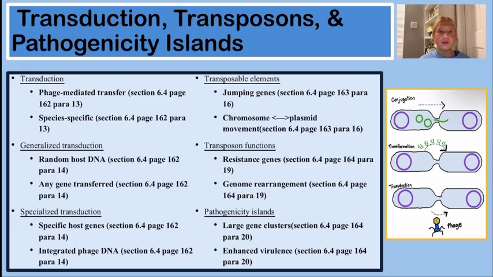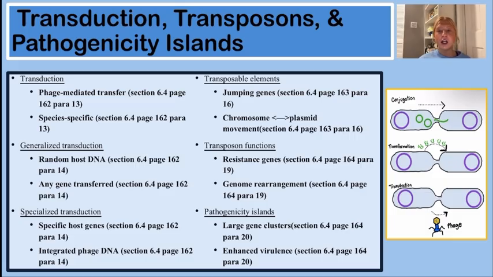So in general, transduction is when random fragments of the host DNA are accidentally packaged into phage particles. Specialized transduction is more selective, and it occurs when a phage excises itself from the chromosome along with adjacent bacterial genes, and these often include toxin-producing genes that can help increase virulence.